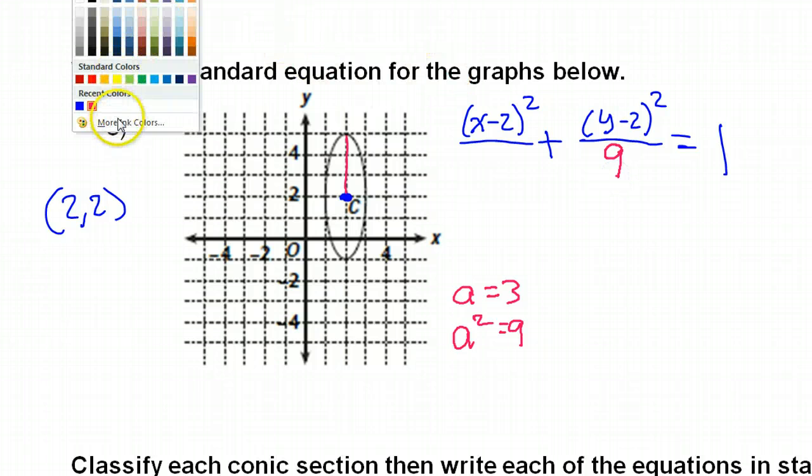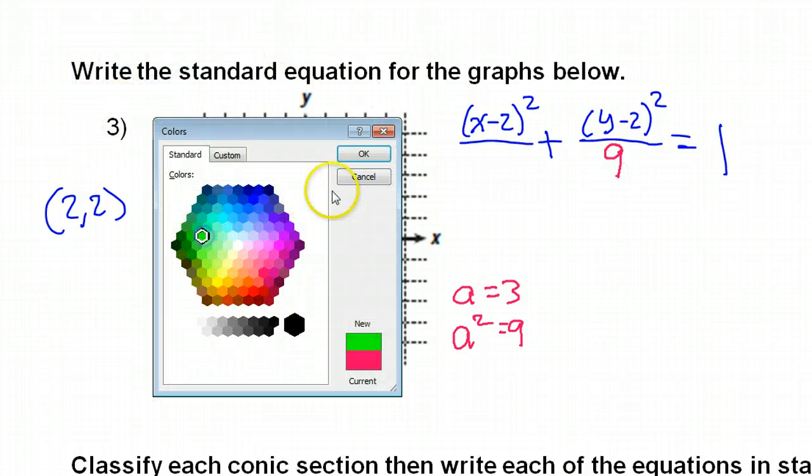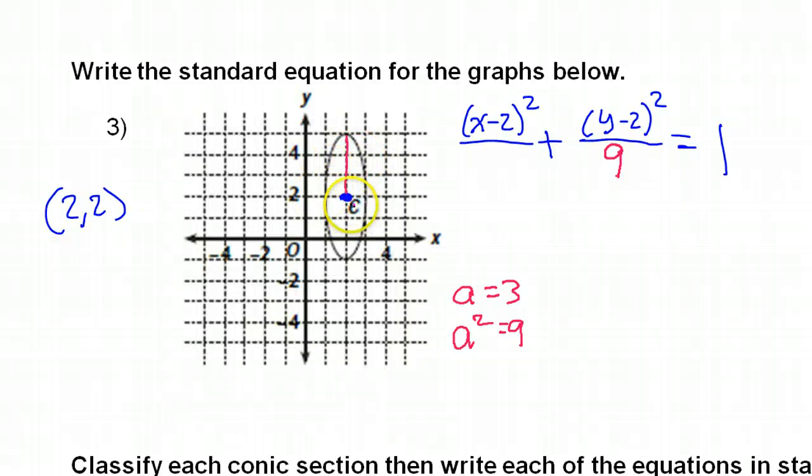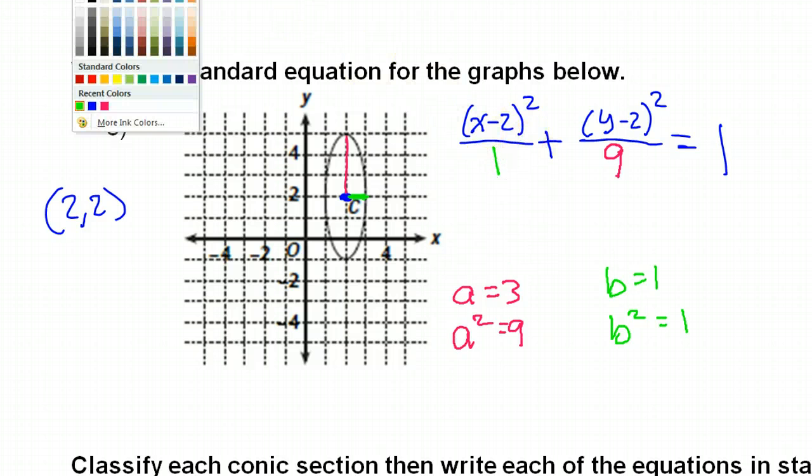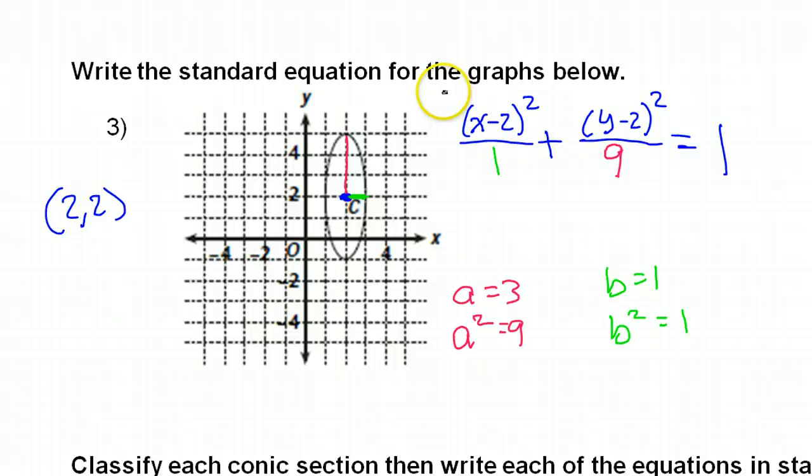Now, looking the short way, look for the b value. You will find the b value right here in green. All right, and that's 1. So that means b is 1, so guess what? B squared, also 1. So that must be the other denominator. And that's it. That's all there is to it.